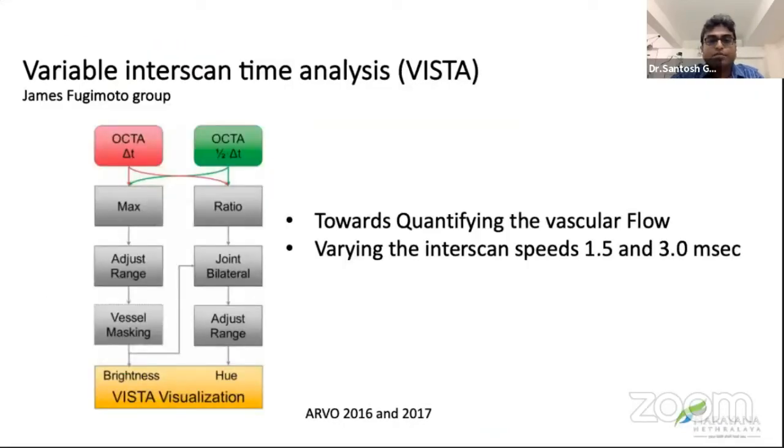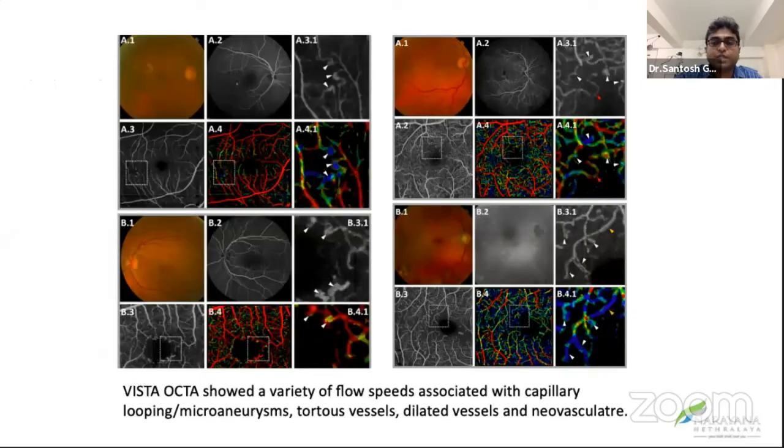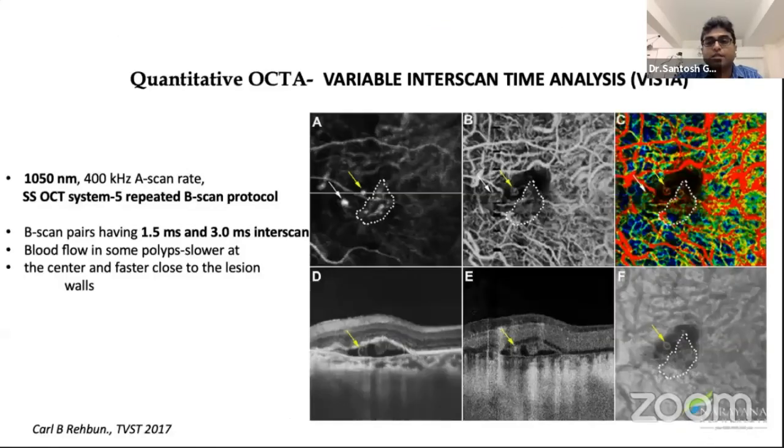And a word on VISTA analysis, because OCTA only gives a vascular flow, it doesn't really quantify the flow. There's been talk of quantifying the flow in 2016-17, wherein they try to vary the interscan times from 1.5 to 3 milliseconds. Here you can vary the speeds of the interscan, and then you can see which flow is faster, which flow is slower. It can be done in SCP, DCP, even in choroidal circulation. By this way, we can see which polyps are low flow, which polyps are faster, and these can be treated accordingly.